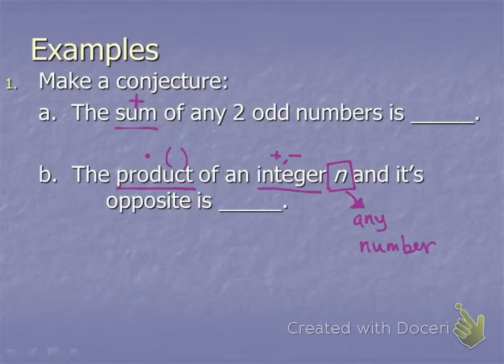Alright, so part A says the sum of any two odd numbers is blank. So I'm going to think of a few examples where I am adding odd numbers. Someone spit out an odd number. 5. Give me another one. 7. Okay, 5 plus 7 is 12. Someone give me another odd number. 3. 1. 3 plus 1 is 4.